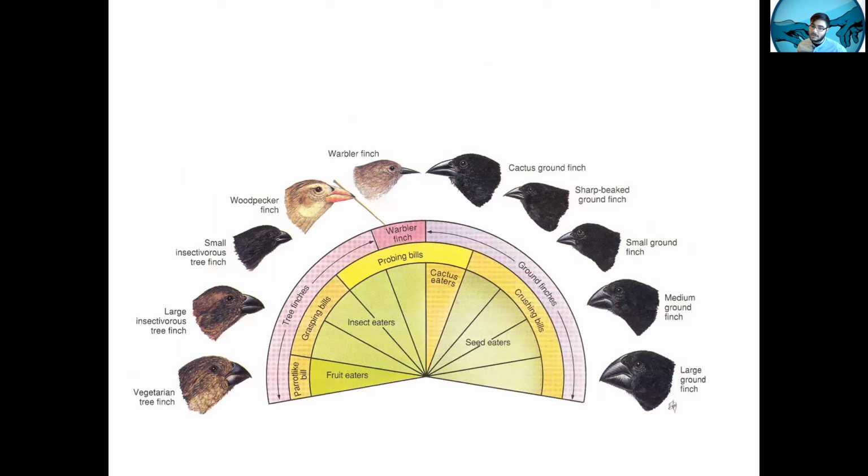Okay, this is an example of the finches. These are the different classifications: tree finches, warblers, ground finches. There are the different types of bills, or beaks, or whatever they're called. And this is what these beaks are specialized in eating. So the grasping and the probing are for insects. These are for seeds. These are for fruits. And you can see how they're all mildly different. Okay.